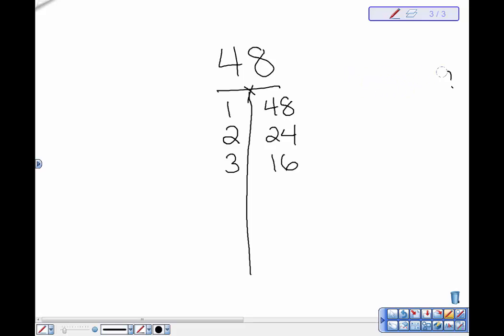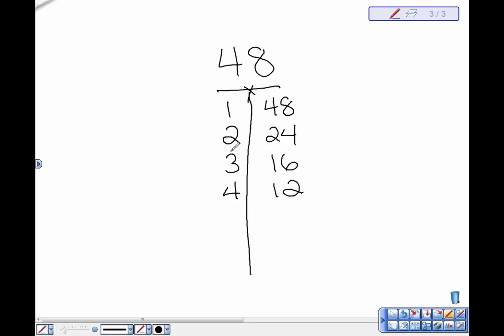So let's try 4. I learned that if the last two digits, in this case 48, can be divided by 4, then that number can be divided by 4. Well, 48 can be divided by 4 because 4 divided by 4 is 1, 8 divided by 4 is 2, so 48 divided by 4 gives me 12.